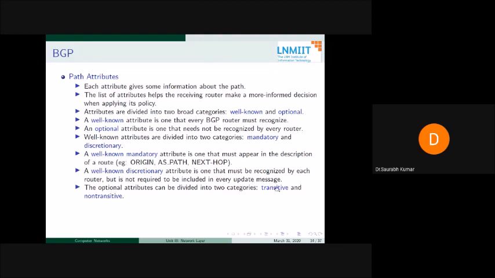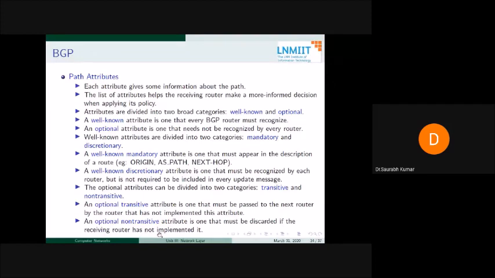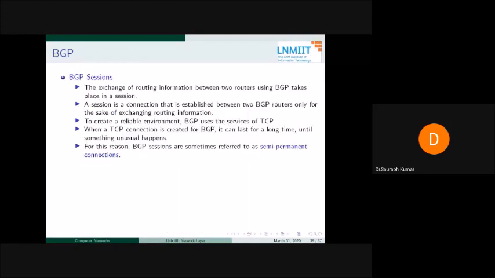Next one is the optional attribute. It has two categories: transitive and non-transitive. What is transitive? It is one that must be passed to the next router. And what is non-transitive? That must be discarded if the receiver node has not implemented it. So these are the attribute categories. Based on that, we define the different BGP sessions. Now, what is a BGP session? The exchange of routing information between two routers takes place in a session. That is done with the use of TCP. BGP sessions are sometimes also referred to as semi-permanent because it uses the concept of a TCP connection.